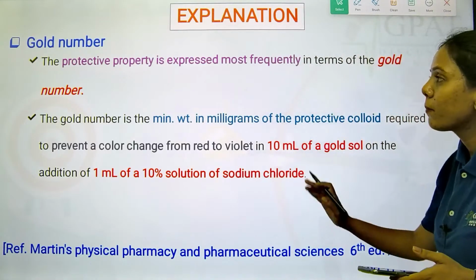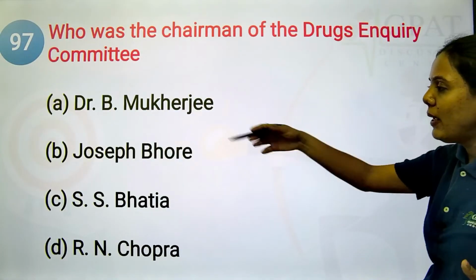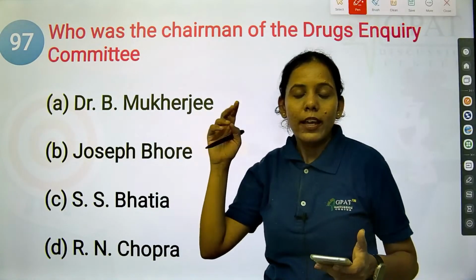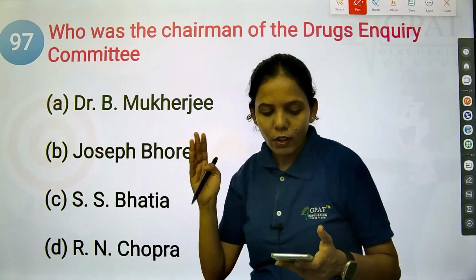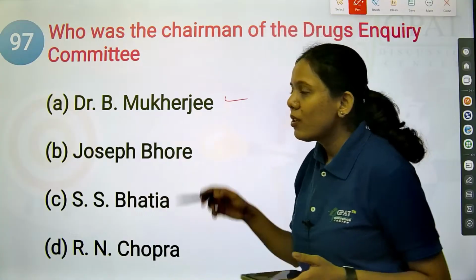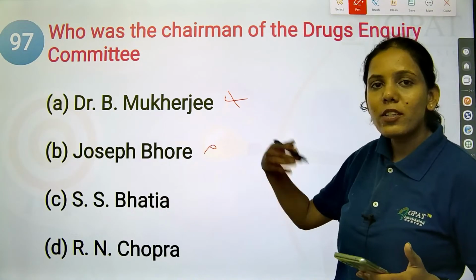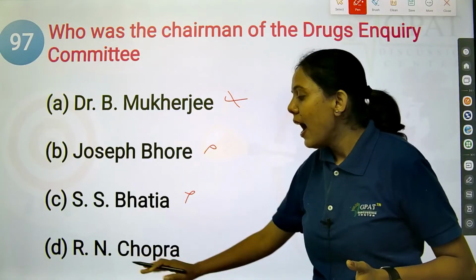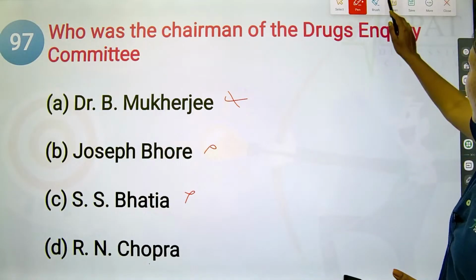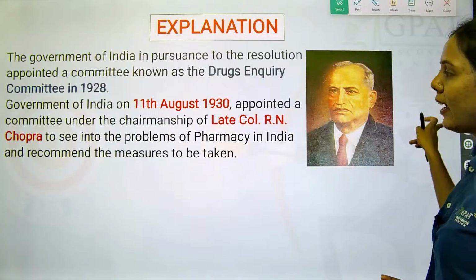Okay, very good. Who was the chairman of DEC? Now, B. Mukherjee, anyways, we know that he was Dr. Good Morning, I think, if you remember, or you forgot, the first I told you. So, second edition, he was, so he will not be the DEC. Bohr is not there because that is for the Bohr committee. S.S. Bhatia is also not there for the Bhatia committee. R.N. Chopra. R.N. Chopra was the chairman for the DEC, that is Drug Enquiry Committee.